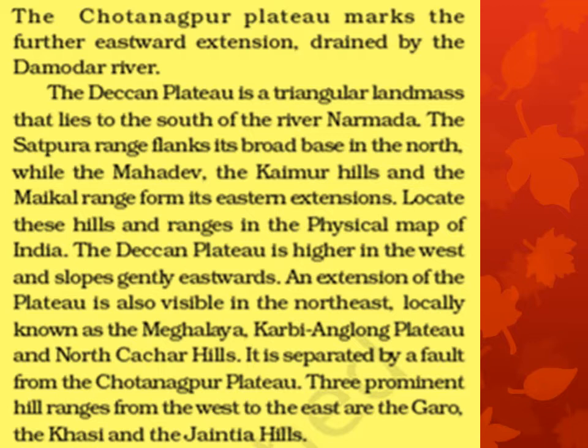When we talk about the Deccan Plateau, it is a triangular landmass which lies to the south of the river Narmada. The Satpura range flanks its broad base in the north, and the Mahadev, the Kaimur hills and the Maikal range form its eastern extension. Now you need to locate these hills and ranges in the physical map of India. Now this Deccan Plateau is higher in the west and slopes gently eastward.